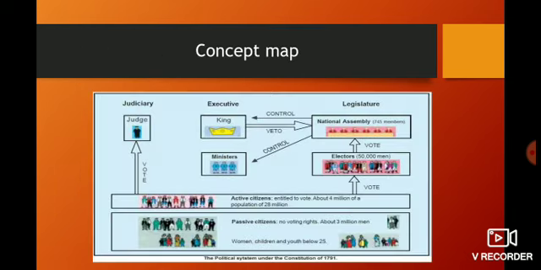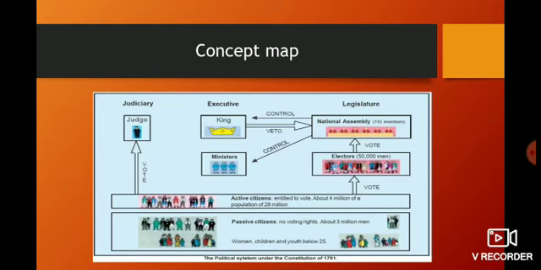Listen very carefully. So the three institutions: judiciary, executive and legislature. In judiciary, judges will be there. They will be voted for by the active citizens. And in executive, the king will be there and a few ministers will be there. So coming to the king and ministers, first we'll discuss the legislature.